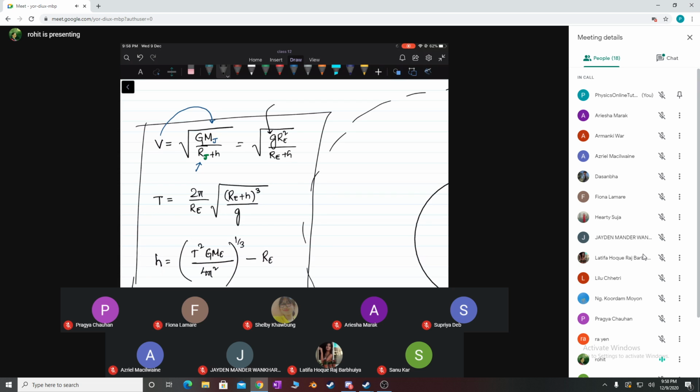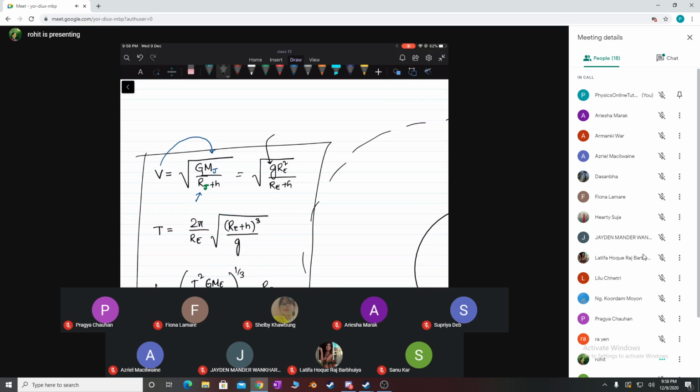What do you think I will replace it by? Acceleration due to gravity on the surface of Jupiter, which may not be 9.8. It will be something different, right? So I'm going to call it small g, but write J there. That means acceleration due to gravity on the surface of Jupiter. I think you got me right.